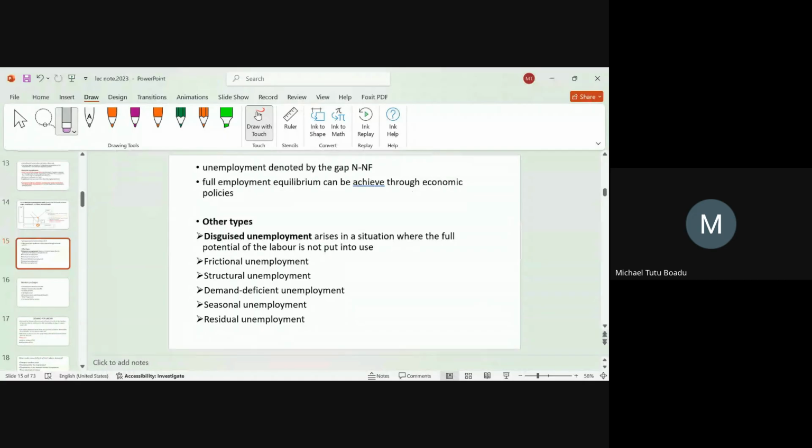Government must ensure interest rate is at the barest minimum, where firms can borrow more to expand and employ. So government policies are very critical if unemployment issues are to be dealt with. Other types of unemployment, which we have learned also in principles, are the disguised, the frictional, structural, demand deficient, seasonal unemployment, and then the residual unemployment. These are types of unemployment that I know you know so much.